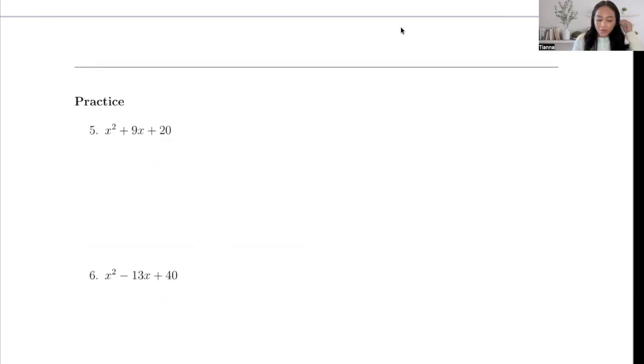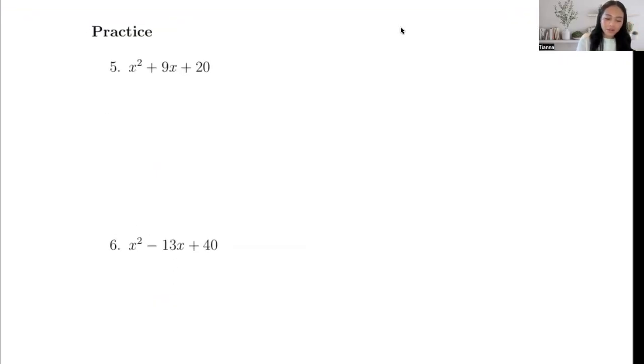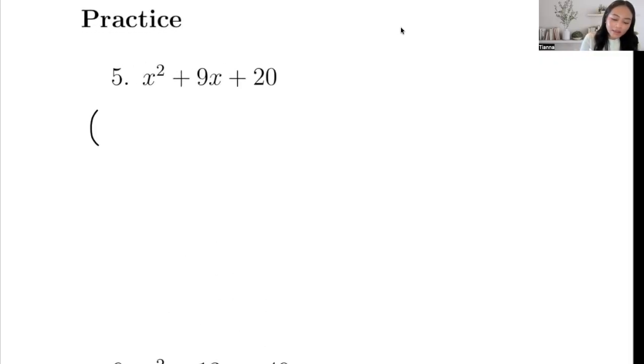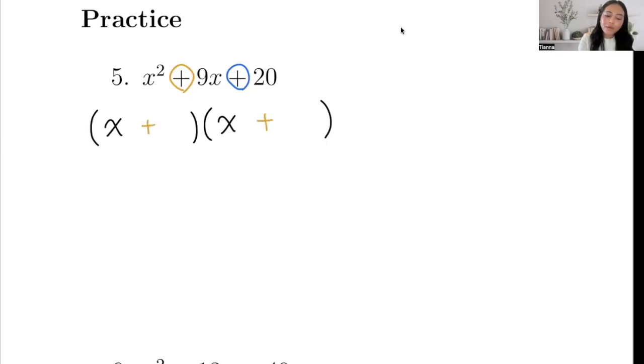Let's move to the examples. I'm just going to pop the first two up for you to take a look, and then I will go ahead and write the answers in. I hope you've taken the opportunity to pause and solve these problems. So we're going to go ahead and, again, set up our two parentheses. We have an x and an x. Our 20 is positive, and then our 9 here is also positive. So we know they're both going to be positive. We want numbers that multiply to 20 and add to 9. So we have a 5 and a 4.